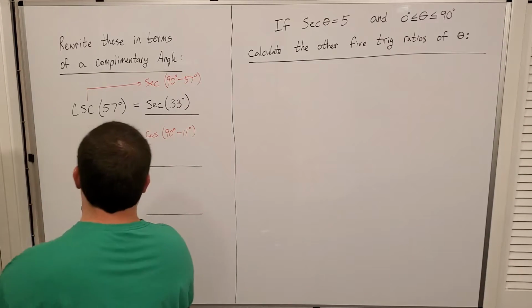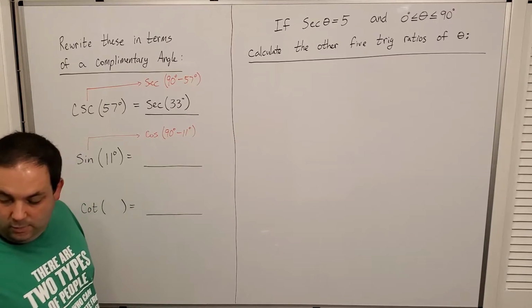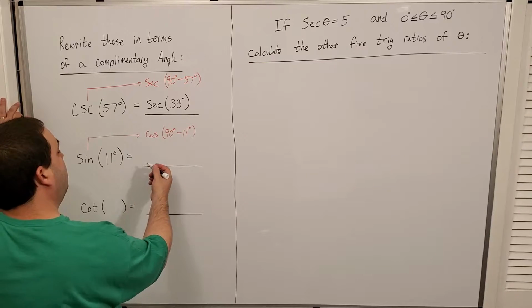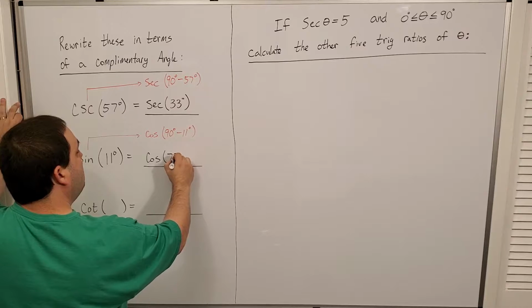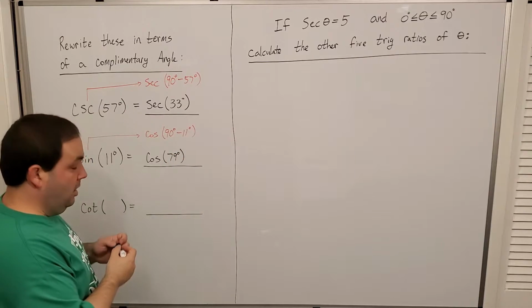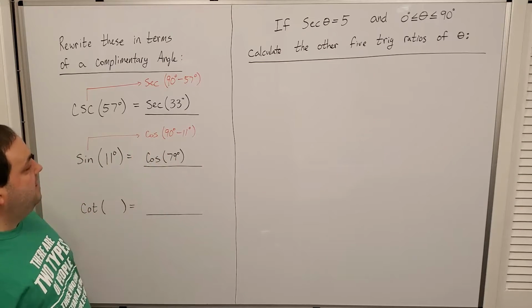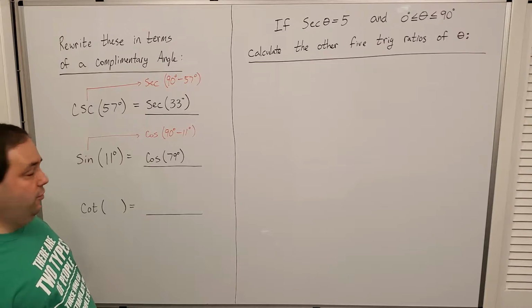Okay? I'm going to change this one, by the way. We'll make that one more interesting. So that means that I'm going to get the cosine of 79 degrees. Again, you can punch both of those up in your calculator, sine of 11 degrees, cosine of 79 degrees, and you'll see that you get the exact same value.